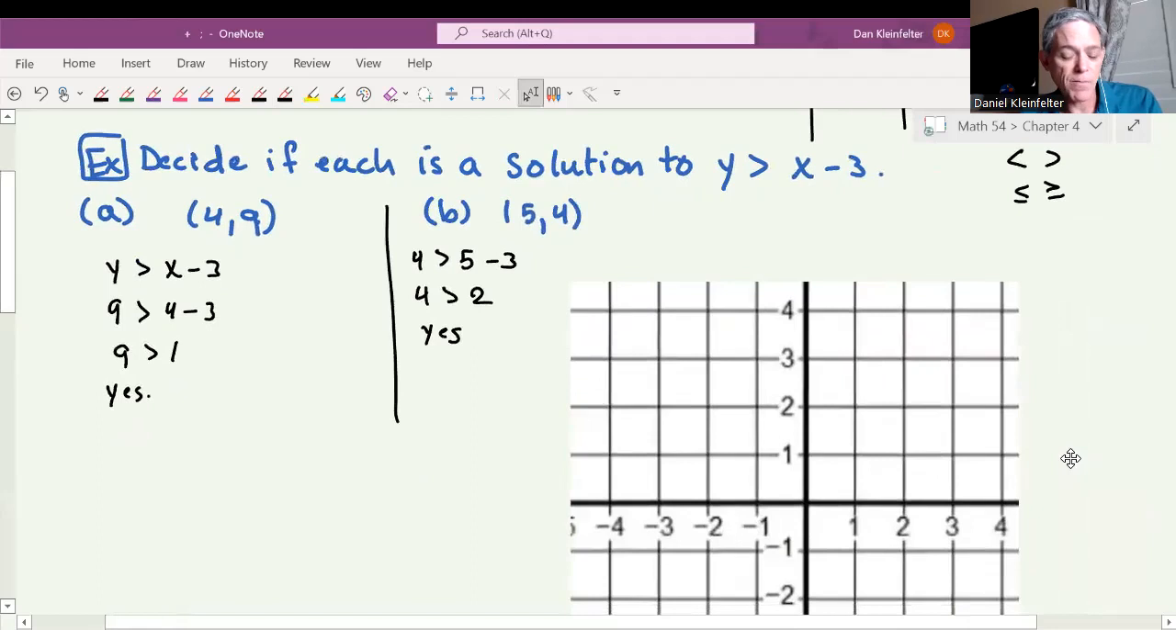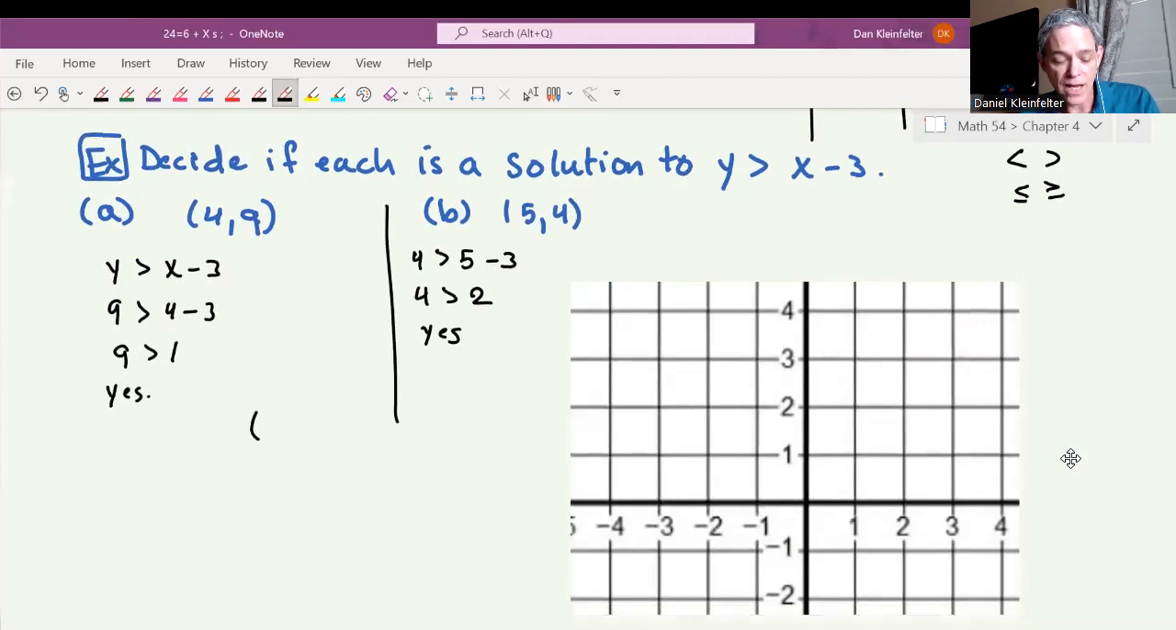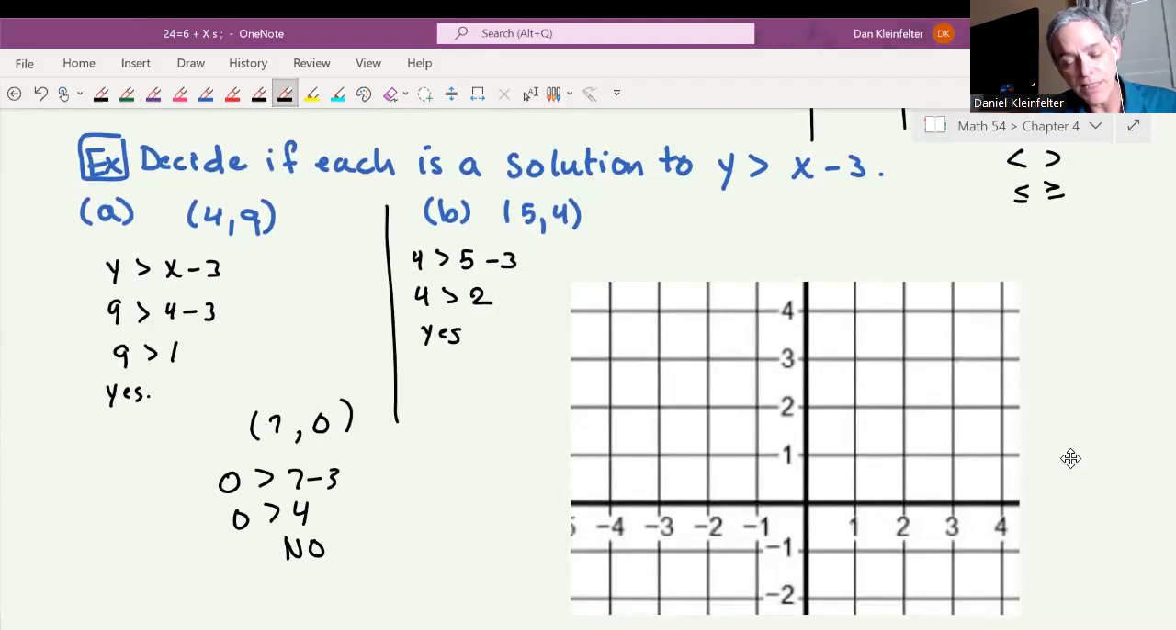Let's see if we can make one up where it isn't. We need to make it so that y is not bigger than x minus 3. How about if we had a y of 0 and an x of 7? I just made that up. So 0 greater than 7 minus 3, 0 greater than 4. That's no. So there are going to be infinitely many pairs in the xy plane, some will be solutions and some won't. Our goal in this section is to figure out how to draw a picture of those solutions.